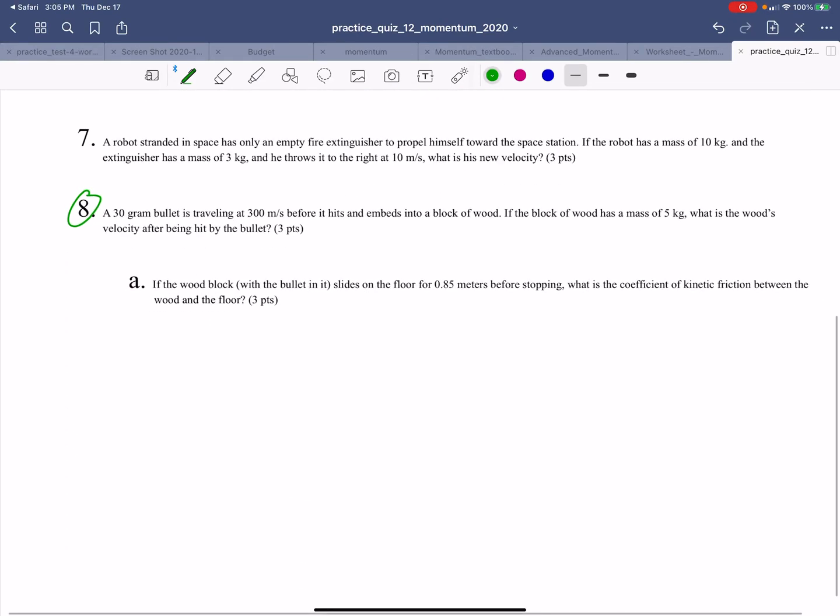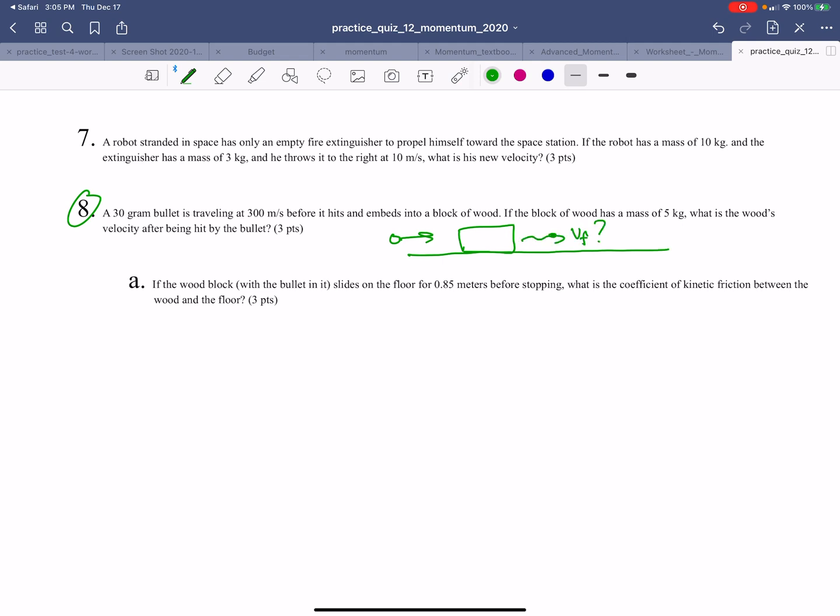Last question, 8. You have a bullet traveling until it hits a piece of wood on a surface, and it's asking for the wood's velocity after the impact, and it embeds. So this is an inelastic collision question. So I didn't really give you a ton of space, so I'm just going to make this solution down here.